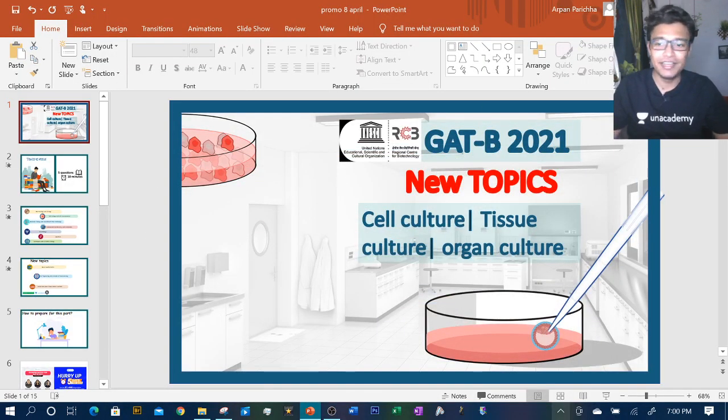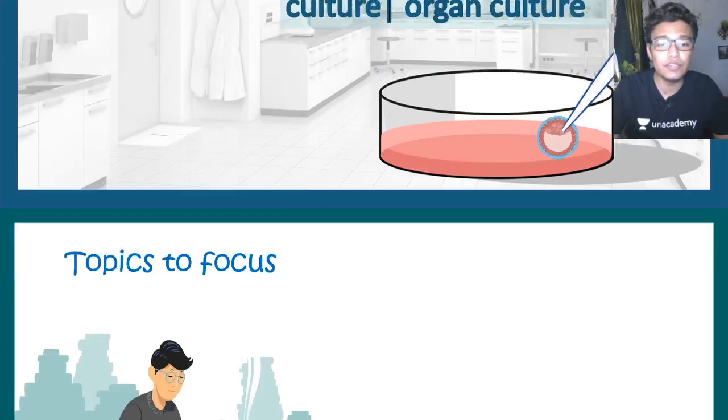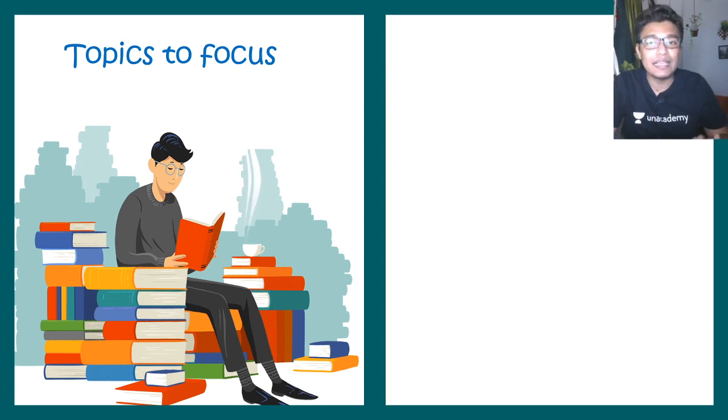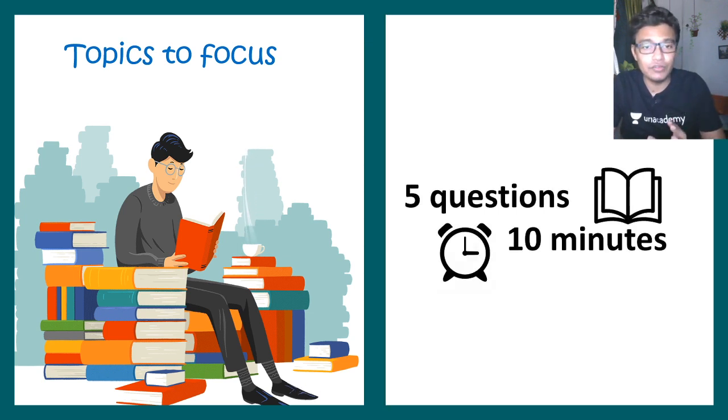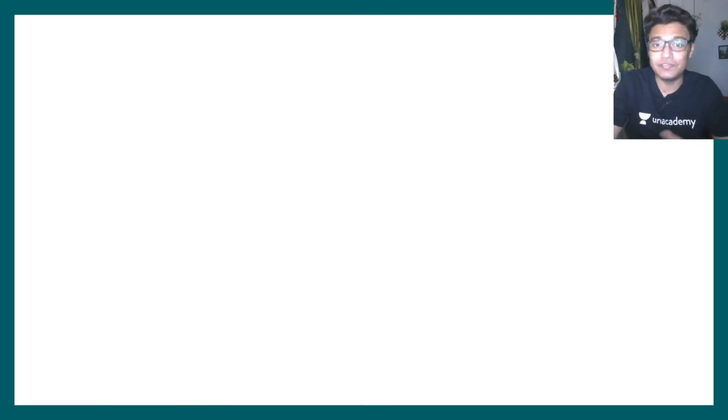Hello everyone. Today we are going to talk about GAT B 2021, which is a major biotechnology entrance exam if you are preparing for MSc. And in these exams, there are few new topics like cell culture, organ culture, and tissue culture, which we can discuss in this video. In this video, we would focus on the topics that you need to learn, and secondly, we would practice 5 questions, which would take only 10 minutes of your time. So stay tuned till the end of this video.